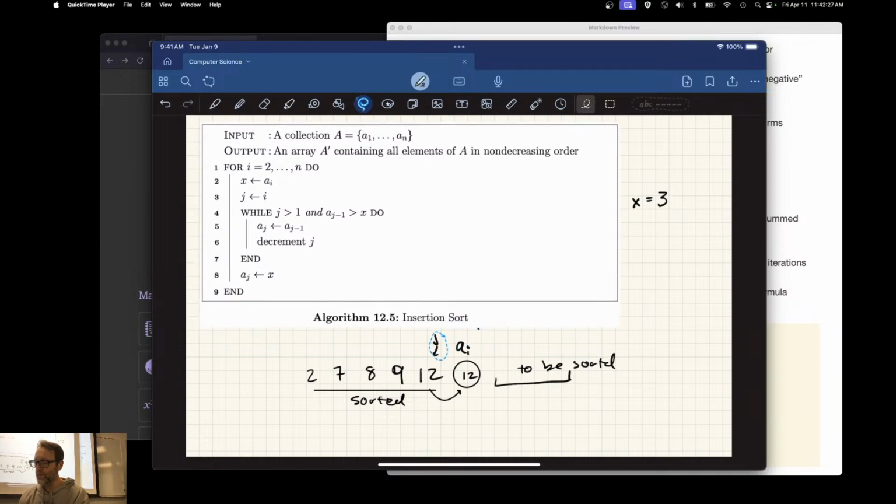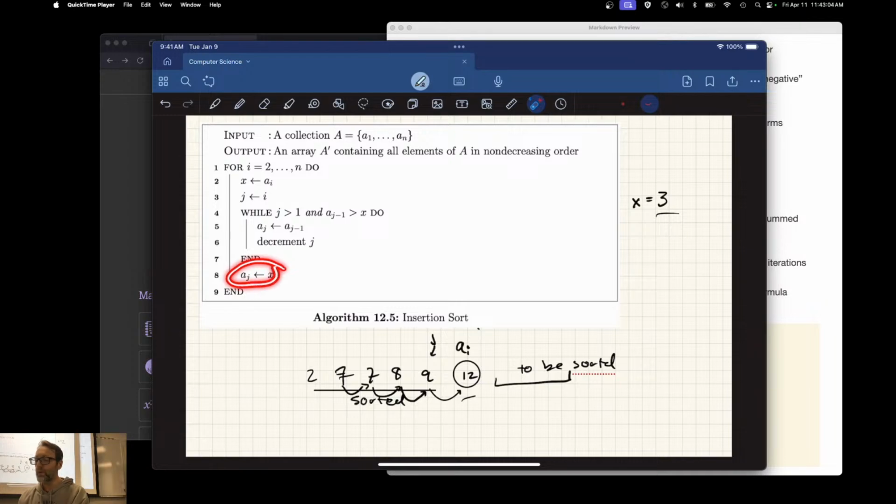Get my J to this one, so that now I'm looking at 9. 9 versus 3. 9 needs to be shifted over. There we go. Now you see why we put it into a temporary variable over here. Otherwise, we would have overwritten it and lost it. 8 is going to have to be shifted over. 7 is going to have to be shifted over. And at that point, we're looking at 2. 2 is not greater than 3, and so we stop with this while loop.